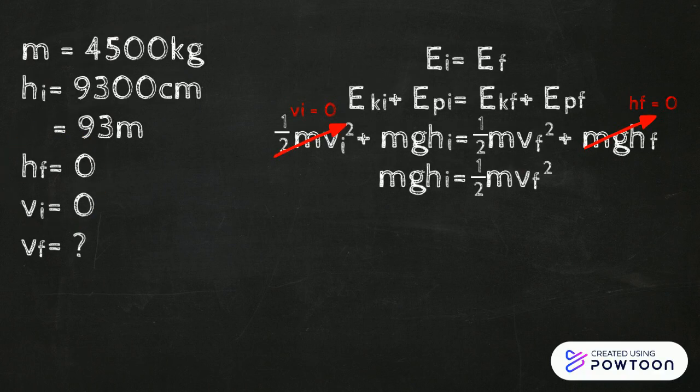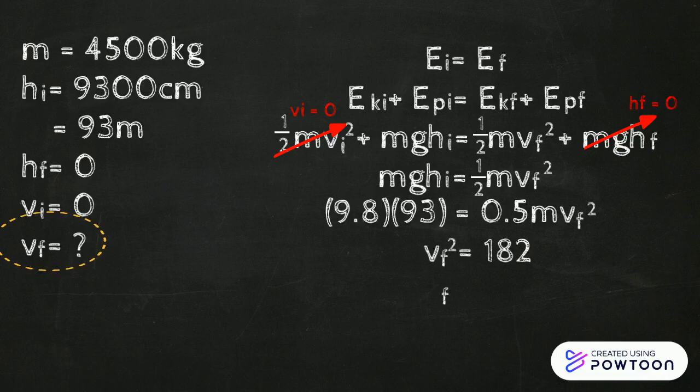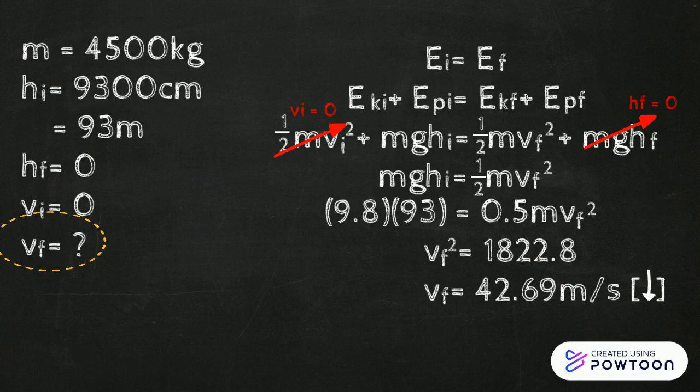Now we can sub in the values we have to solve for the final velocity. Therefore, the speed of the train when it goes down the hill is 42.69 meters per second in the downwards direction.